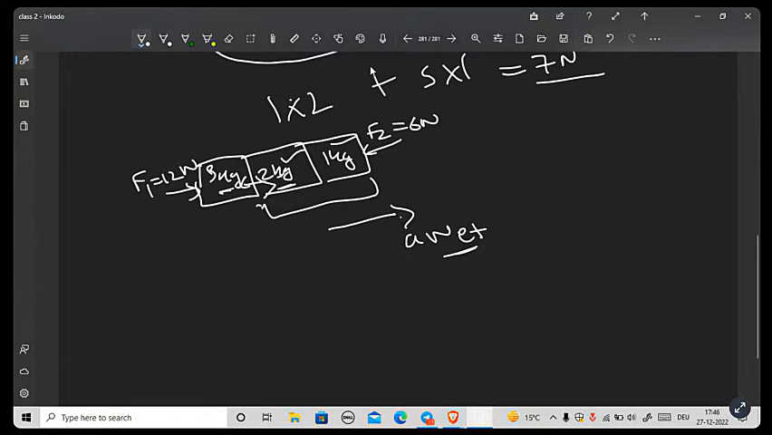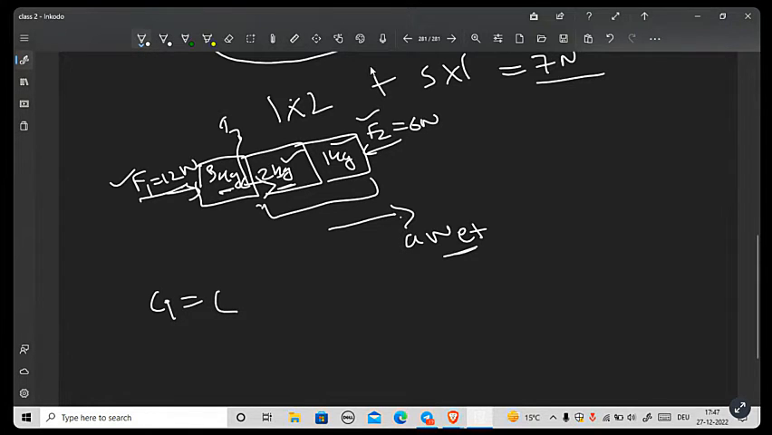Since there are 2 external forces, F1 and F2, the contribution in the contact force will be due to both the forces. 2 external forces are acting, and both the forces are not acting directly on the 3 kg and 2 kg blocks. So the contribution will be due to both the forces. So the formula for the contact force between 3 kg and 2 kg, let's call it C1, will be nothing but, first of all, I'll see due to F1.